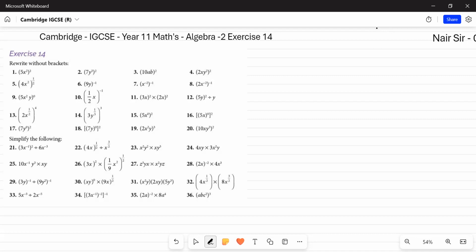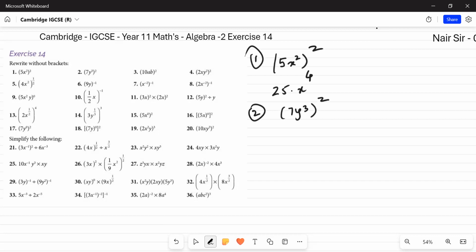Rewrite without using brackets. 5x squared, the whole thing squared. I need to open the bracket, so what will I do? I can write this as 5 fives are 25, x squared into x squared is x raised to 4. This is the first answer. Second, 7y cubed, the whole squared. I can write this as 7 sevens are 49, y raised to 3 into 2 is 6.